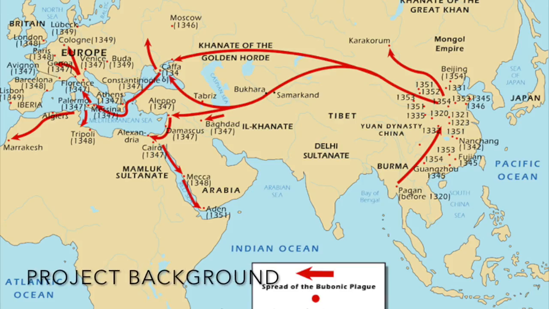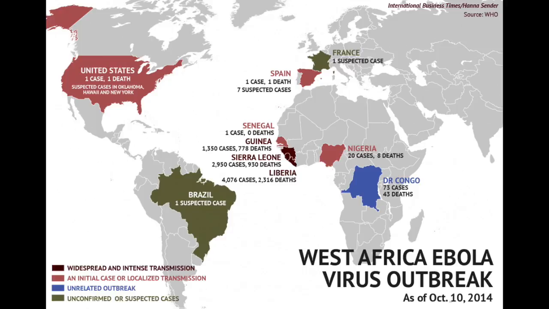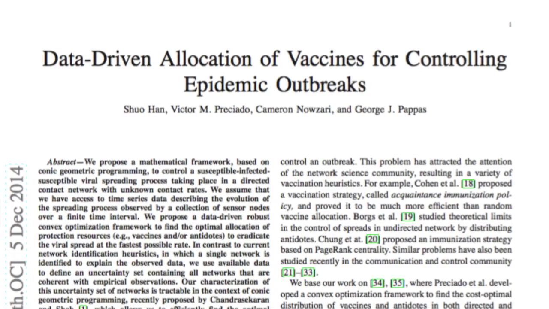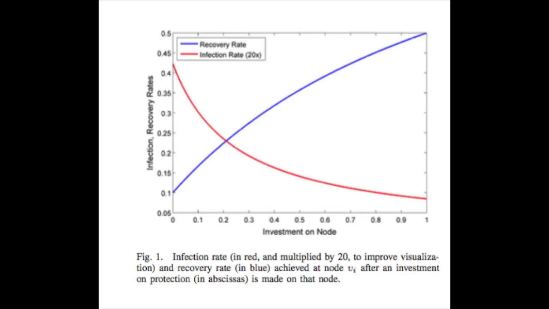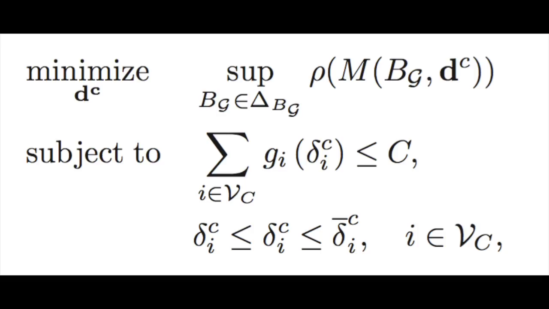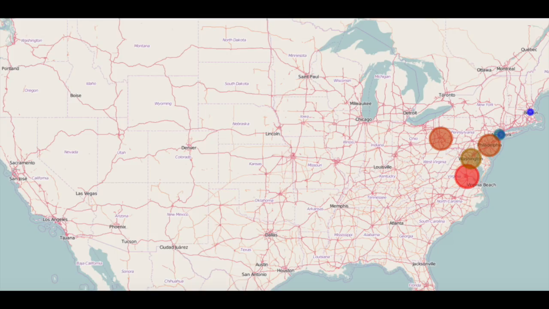For our senior design project, we chose to examine the problem of resource distribution to counter the spread of epidemics. Our project aims to build off of previous research to apply a model for cost-optimal distribution of resources throughout a networked population given a fixed budget to best constrain the spread of disease. Our team has implemented a conic geometric program to control infected-susceptible viral spreading process taking place in a directed network of major U.S. cities.